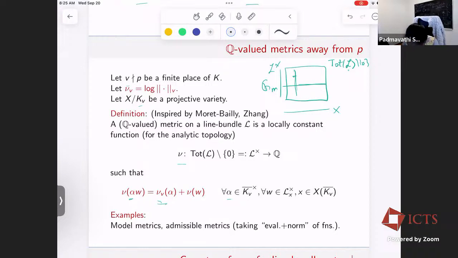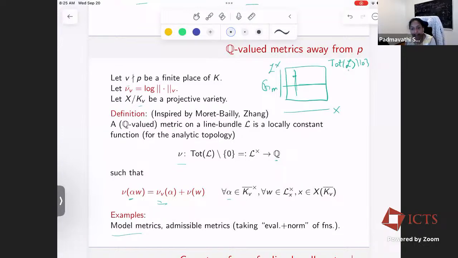And yeah, you want these height metrics away from p to be Q-valued. There are natural Q-valued metrics that are around, for instance, metrics coming from integral models of your curve over O_K, right? So these are certain intersection numbers. You spread out your line bundle to an integral model, and you do some kind of intersection theory. So you're going to get integers or in general rational numbers.